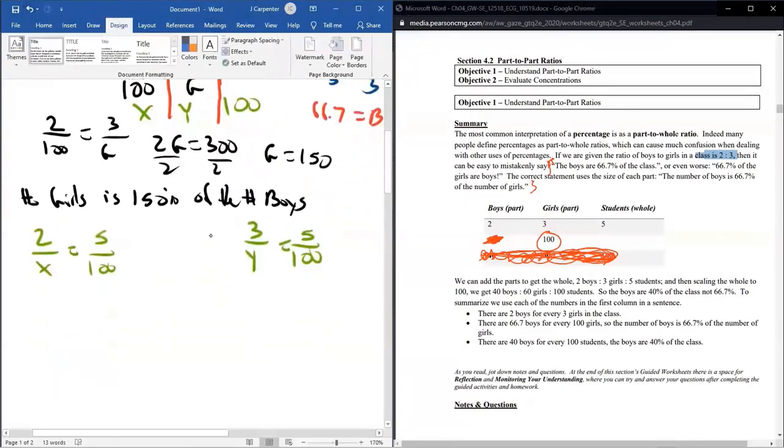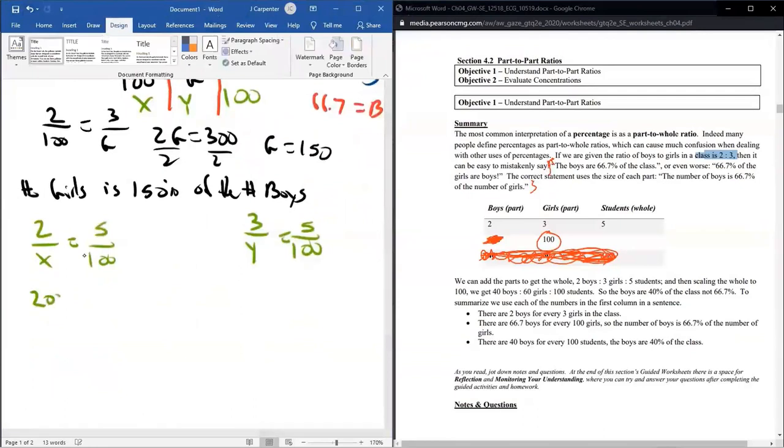So cross multiplying the first one gives you 200 equals 5x. Dividing both sides by 5 will give you 40 is equal to x. Cross multiply the second one, and you get 300 is equal to 5y. Divide both sides by 5, and you get 60 is equal to y.